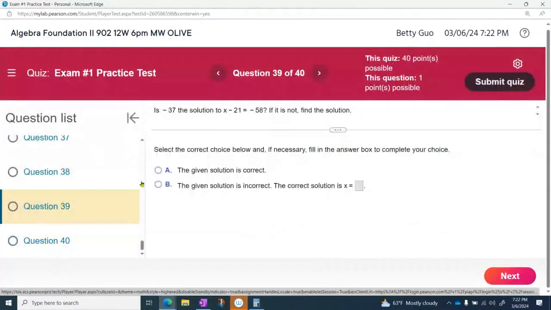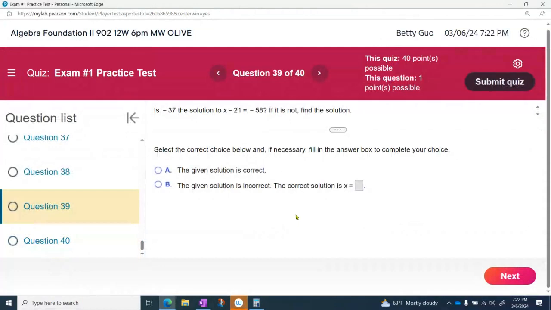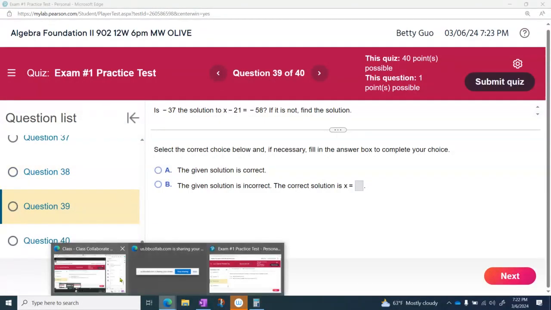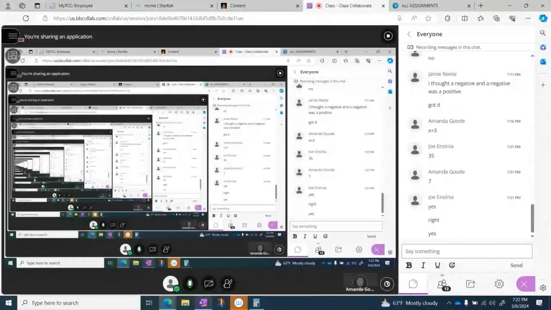Check this for me. Is negative 37 the solution to that equation? Is negative 37 minus 21 giving you negative 58? I think so.